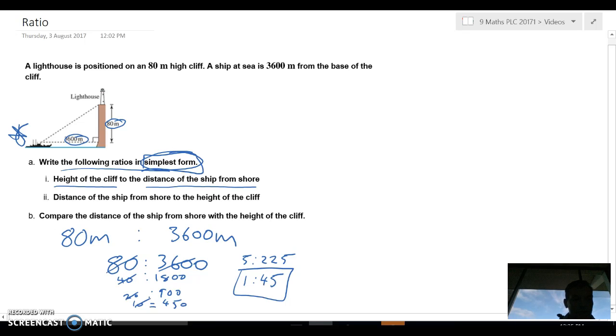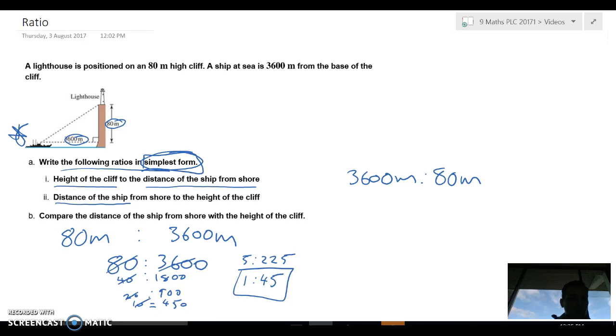Now we've got the same question here. What we've done though is the ratio is in the opposite order. So the distance of the ship from the shore, so that's 3,600 metres, to the height of the cliff, so that's 80 metres. Now one other thing we probably should just note here is that this question is quite easy in that both units are the same, so they're both in metres. If it was kilometres, you'd have to convert them to the same unit. But anyway, moving forward from here, so we've got the same numbers here, so we do know that this one's going to be flipped. We go 45 and 1. So the distance of the ship from the shore to the height of the cliff is 45 to 1. So that's writing the ratios.